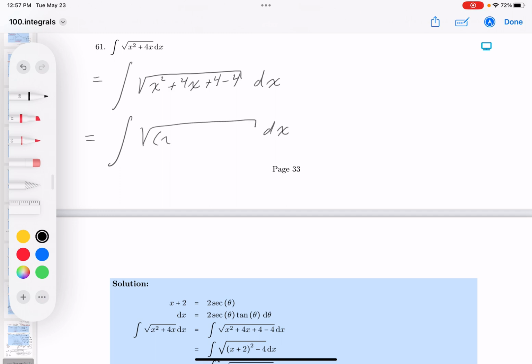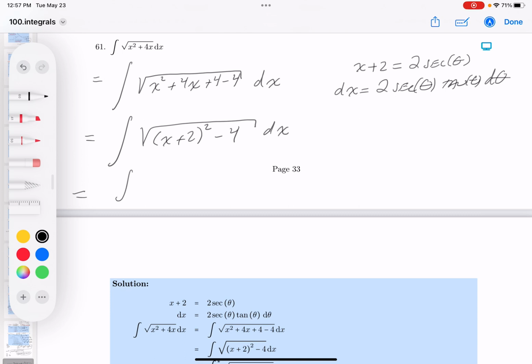And what do you get there? You get x plus 2, quantity squared, minus 4. I'm going to make a trigonometric substitution, and that trigonometric substitution is going to say x plus 2 is going to be 2 secant of theta. And what's dx going to equal? 2 secant theta tangent of theta d theta. Let's plug it in. Hopefully things will get easier.